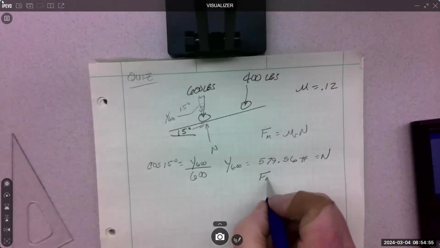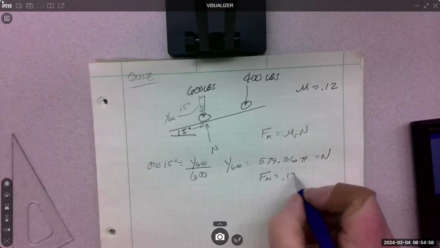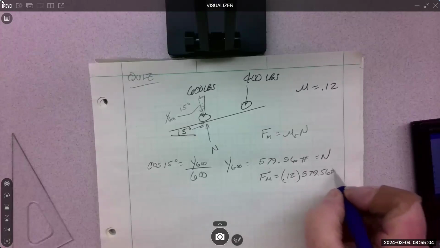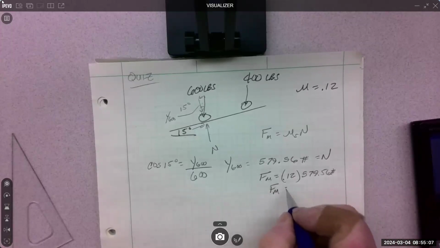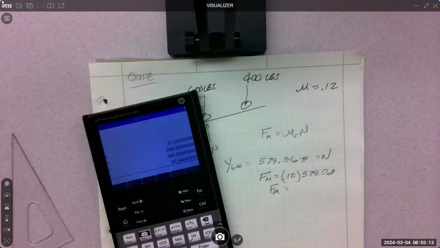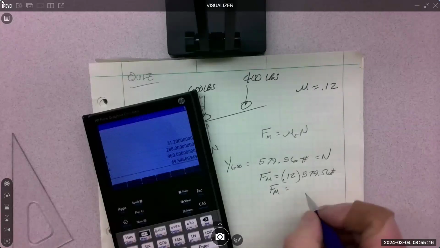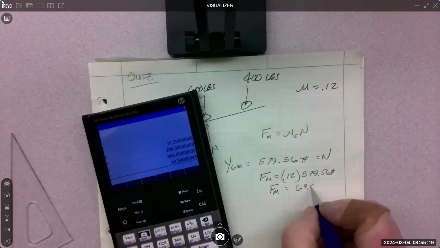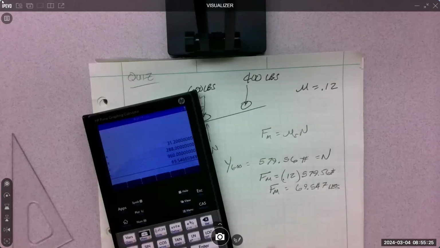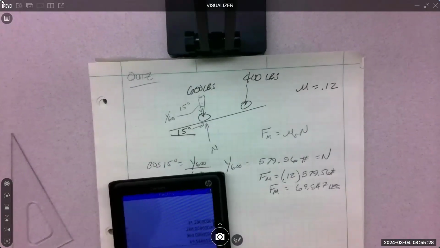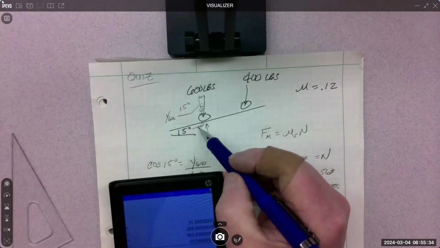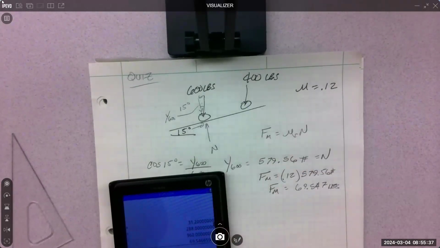So that gives me the friction max of 0.12 times 579.56 pounds. Friction max equals 69.54 pounds. Not much, but it's also not much of a slope. So all we need now is the down-the-hill force, because we know the friction max force. So we see what that comparison is like.